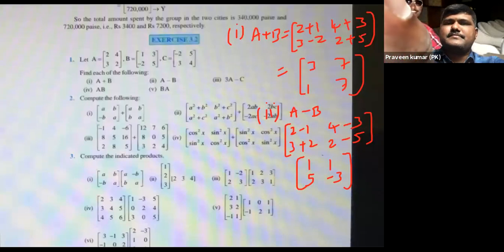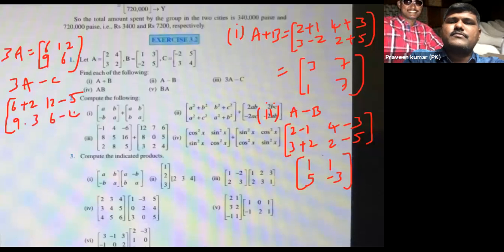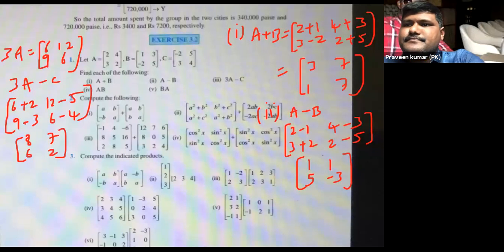Three A minus C. Now what is 3A? Multiply A with 3. 3 2s are 6, 3 4s are 12, 3 3s are 9, 3 2s are 6. 3A minus C, subtract: 6 minus (-2), 12 minus 5, 9 minus 3, 6 minus 4. What will you get as the answer? 8, 7, 6, 2. Correct, no?